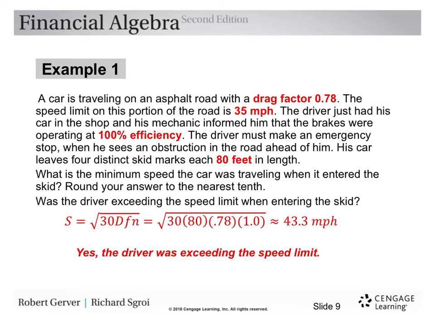So the last question, of course, is, was he exceeding the speed limit? Well, yes, he was, because the driver was exceeding the speed limit. The speed limit was 35 miles an hour, and he was going 43 miles an hour when he entered the skid.